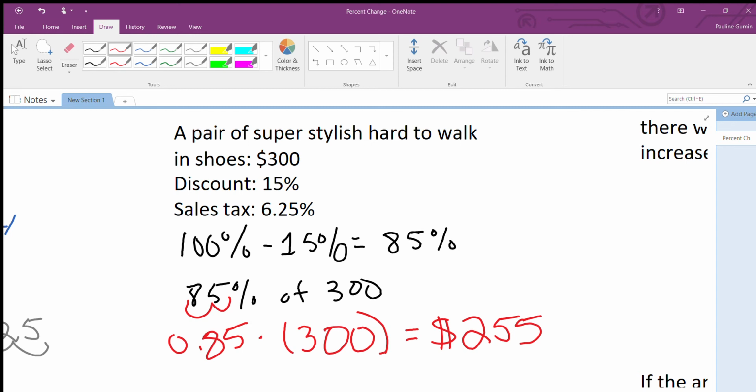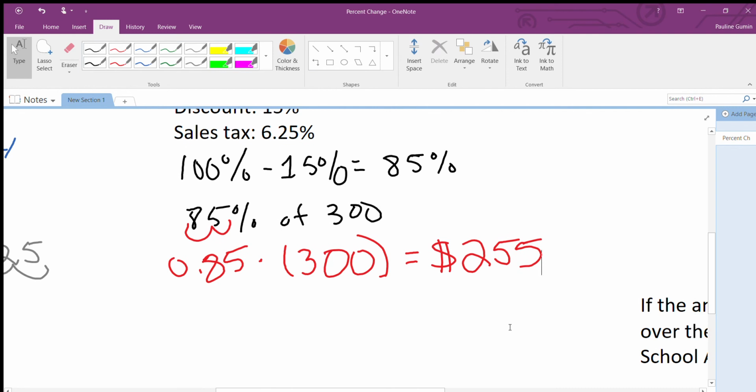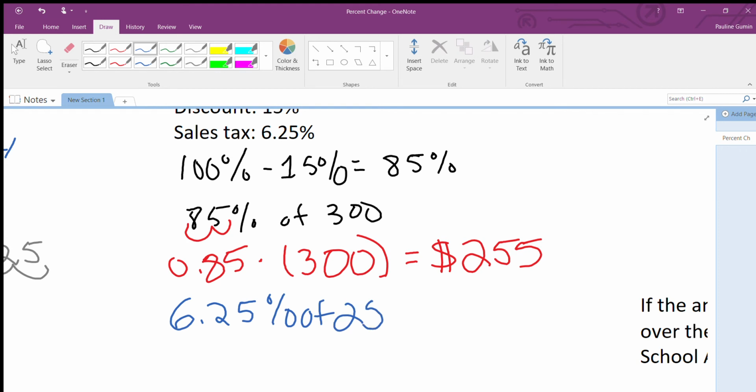Heck yeah. But when we get to the counter, there's going to be a sales tax applied. The way that sales tax gets applied is we add on 6.25% of $255. Okay. Again, I'm going to write this down. 6.25% of $255 and the $255 that we're paying just originally. All right.